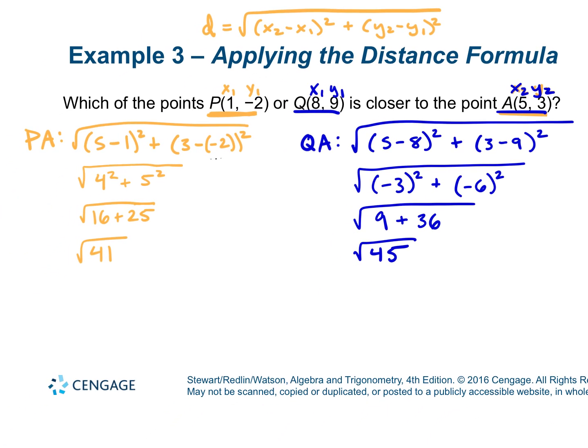Now going back to the question, it says which of the points is closer to point A? So would P or Q be closer to point A? P. P has the shorter distance. So from P to A, the distance is shorter, so P is closer. So we can say P is closer.